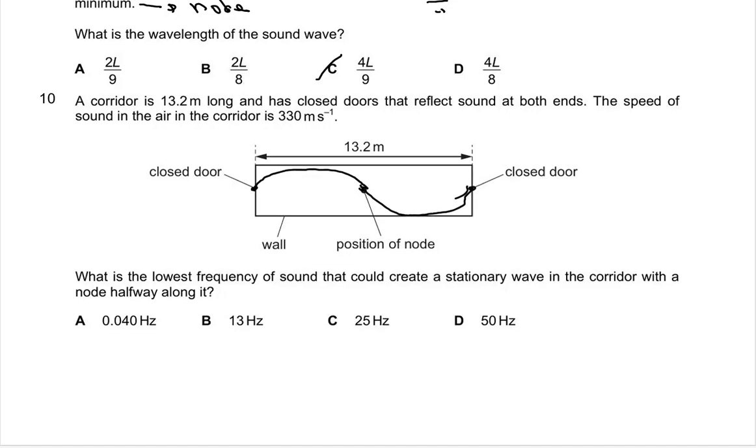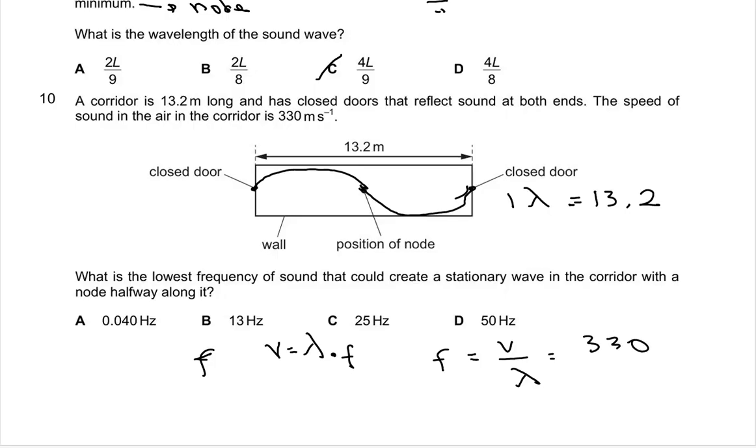So we have one wave line here. Okay, so how much is the frequency? One wavelength in this corridor is 13.2. So the wavelength is equal to 13.2. So for the frequency, remember the general wave speed equation, v equals lambda times frequency, where frequency equals v per lambda, and v is 330 per 13.2. Okay, how much?